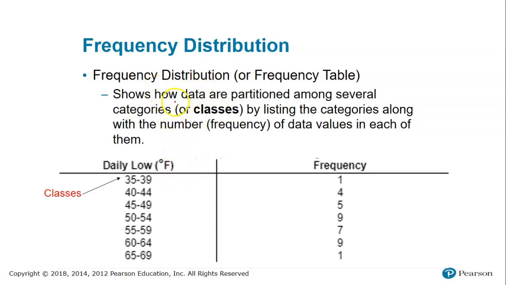Okay, so just some more definitions here. A frequency distribution shows how data are partitioned among several categories or classes by listing the categories along with the number, which is the frequency, of the data values in each of them. So if we look at this, this is our first class. The first class goes from 35 to 39, and there's one data value that is in this class. Okay, there's one data value between 35 and 39. The next class is 40 to 44 and so forth. So we have 1, 2, 3, 4, 5, 6, 7 classes for this particular frequency table.